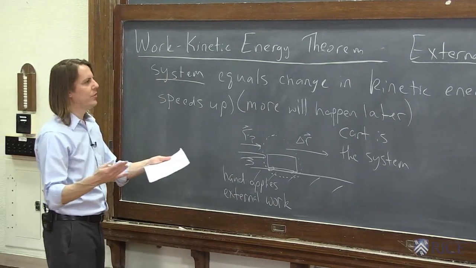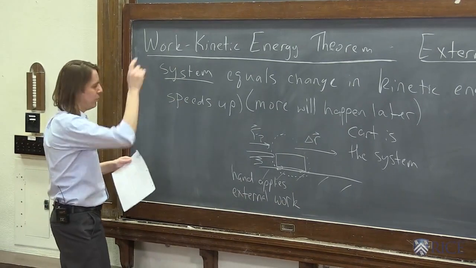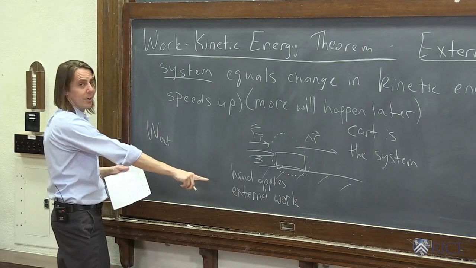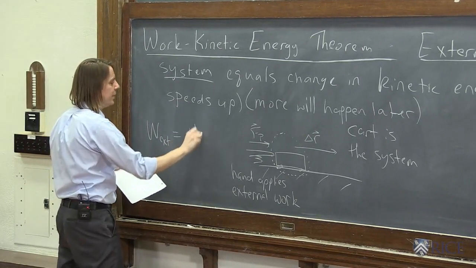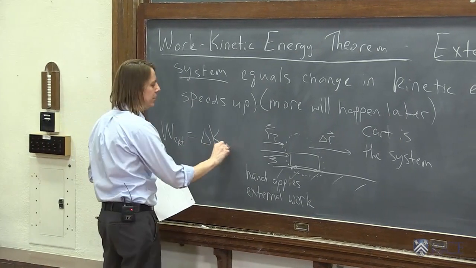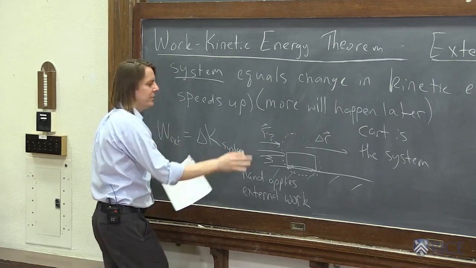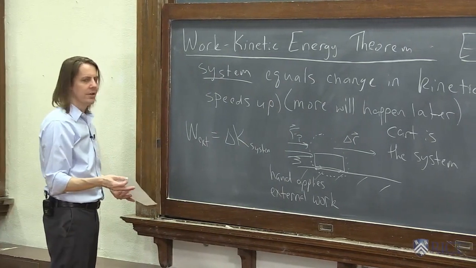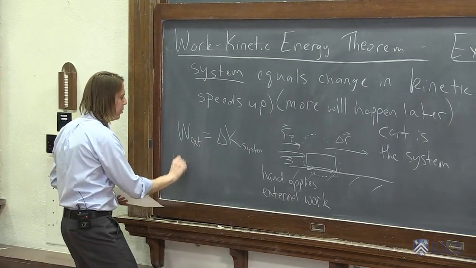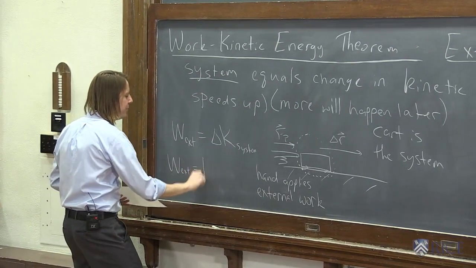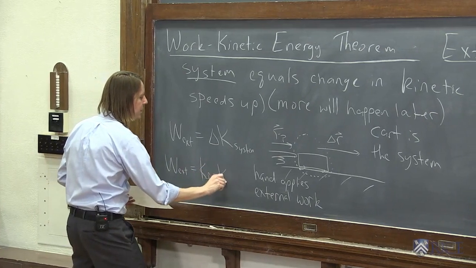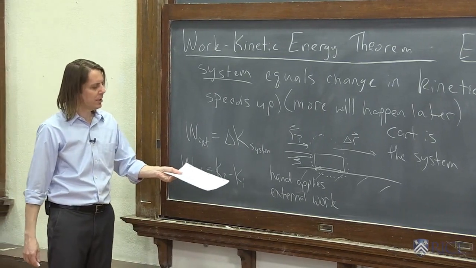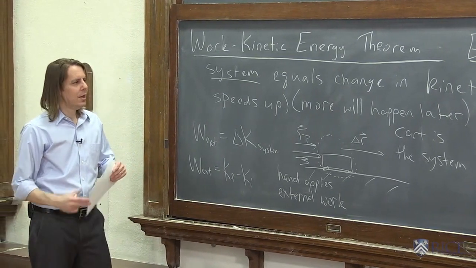Let's see then, what is a mathematical expression of the work kinetic energy theorem? It is that the external work that I applied with my hand equals delta K of the system. That's really all it is. If you have a system, something comes in and does work, of course, as you would expect, the kinetic energy is going to increase. You could also say it's like this: the external work equals K final minus K initial of the system. Final kinetic energy is greater than the initial kinetic energy.